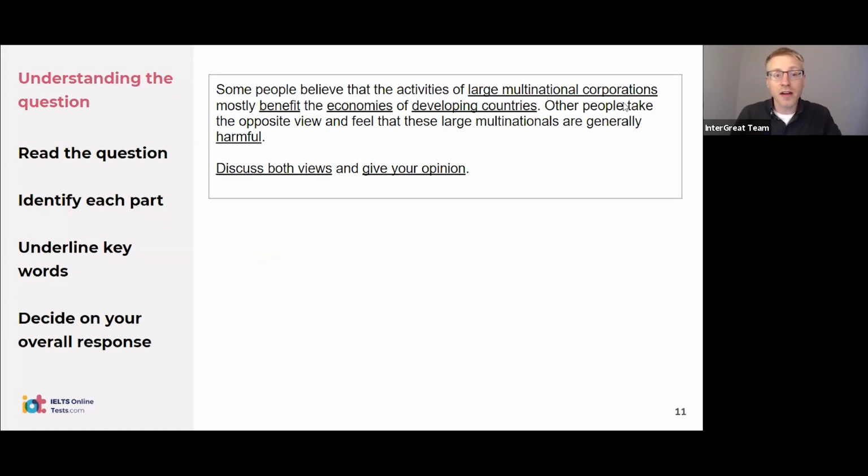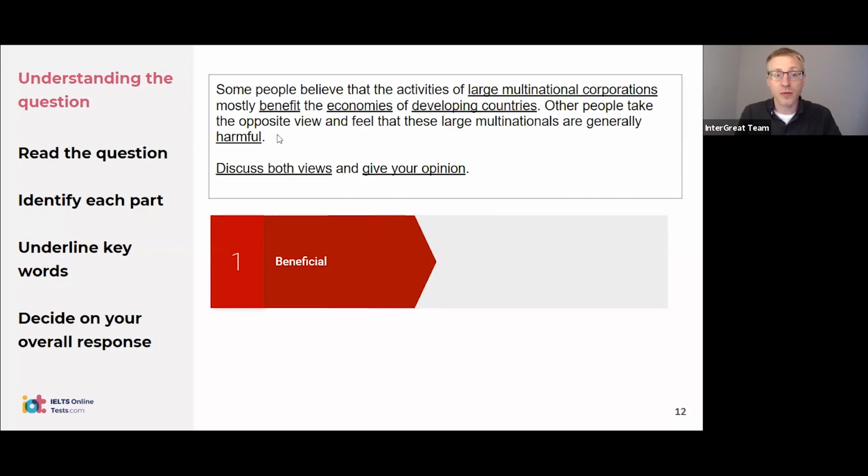So for this type of essay, the best thing to do is to think of each point of view and think of reasons why you agree with it or not. So, for example, here we're talking about the benefits of large multinational corporations. What are some of the benefits of large companies to developing countries' economies? Can you make some suggestions in the chat? What do you think? What are the benefits to developing countries?